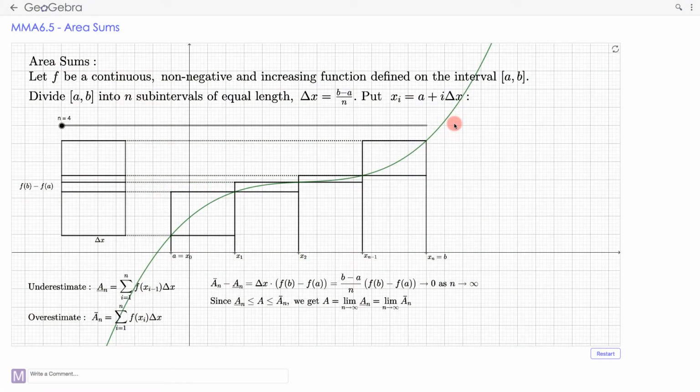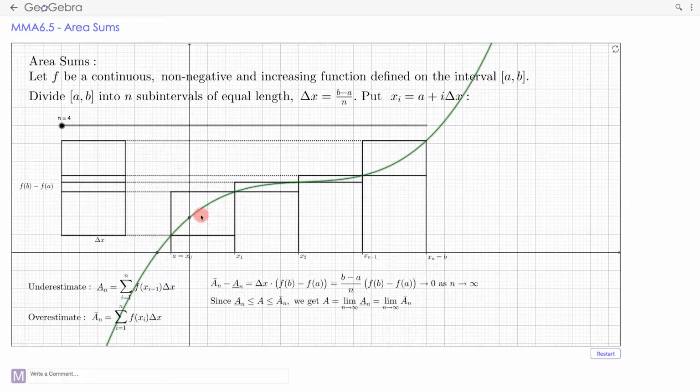So coming back to area sums, we want to use this summation notation to find actual values of these a underscore n and a bar n, like we have here. So we start out with having f being a continuous, non-negative, and increasing function defined on some interval from a to b. So in this case, we have this function, right? It's clearly continuous, it's clearly non-negative, at least on this interval, and it's increasing, right?